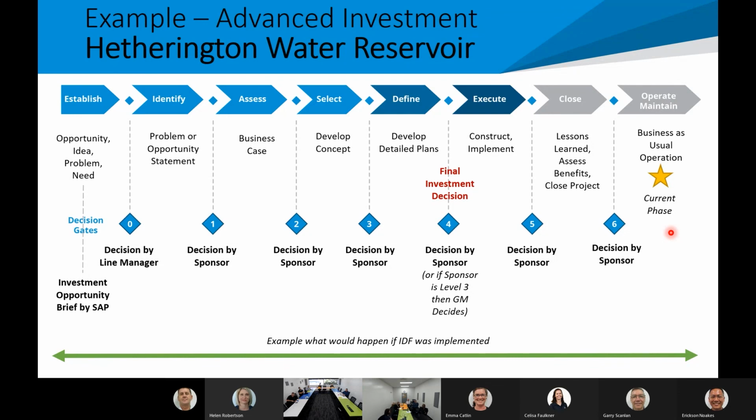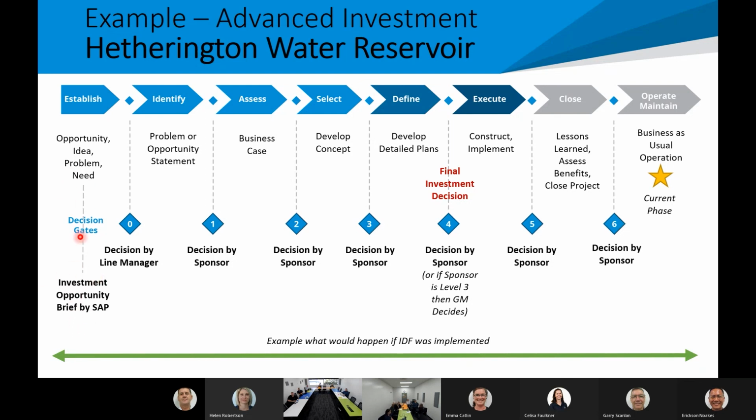Righto, so I'm conscious that we have 20 minutes left and there's a few other really important things. So I'm just going to touch on what's different in these examples. This is an advanced investment, and the difference in this one is where it came from. As an example, this Hetherington water reservoir, this is one we built, it's in Gladstone. It was identified from an asset growth plan that we needed more capacity for water, so we built this reservoir. And also an asset failure as well.